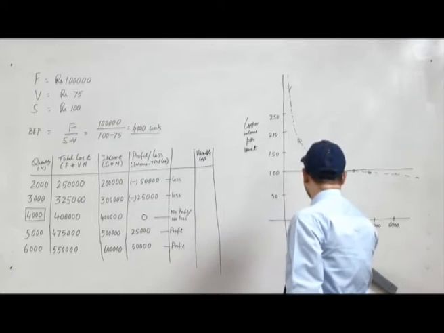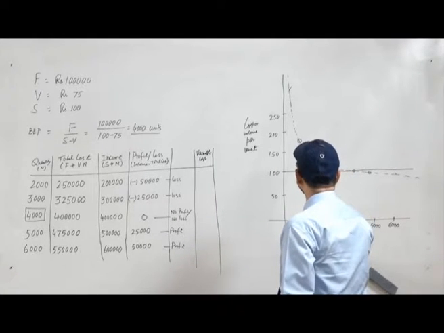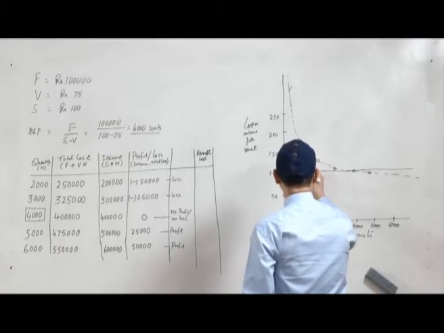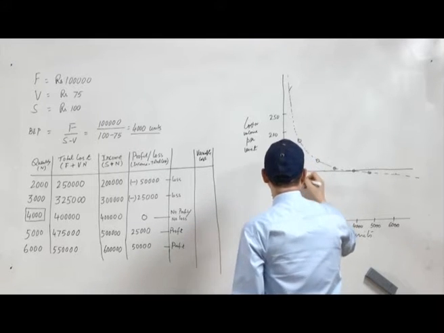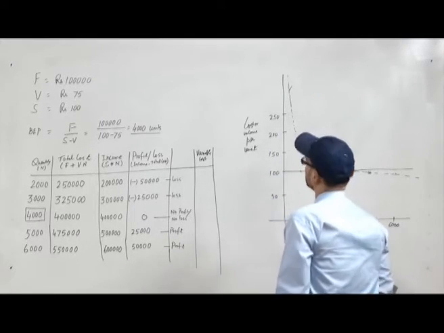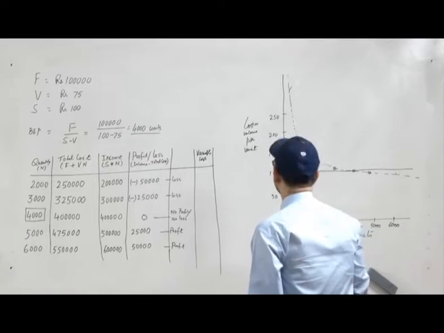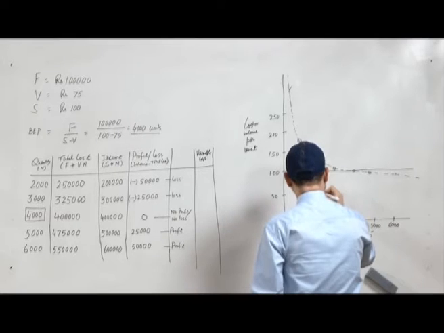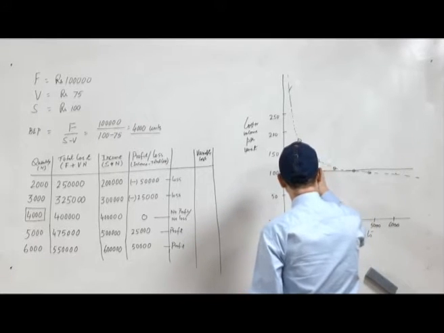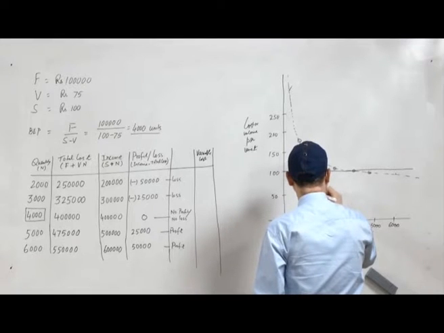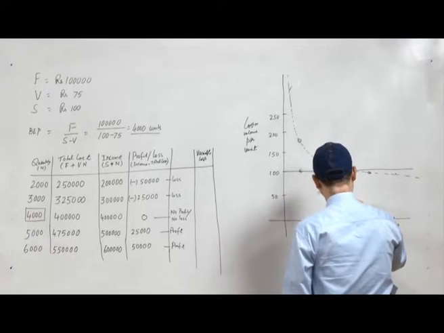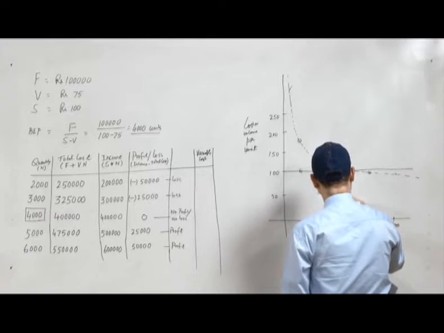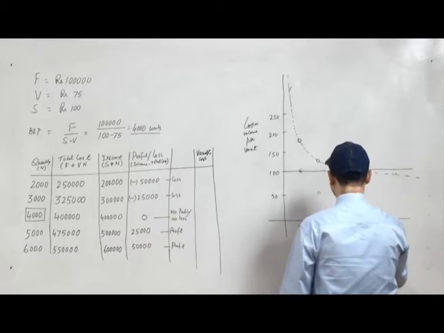Now, if we look at the fixed cost per unit line, fixed cost is 1 lakh, so for 1000 units it will be 100. For 0 items it will be towards infinity. For 2000 units it will be 50. For 3000 units it will be 33.33. For 4000 units it will be close to 24.